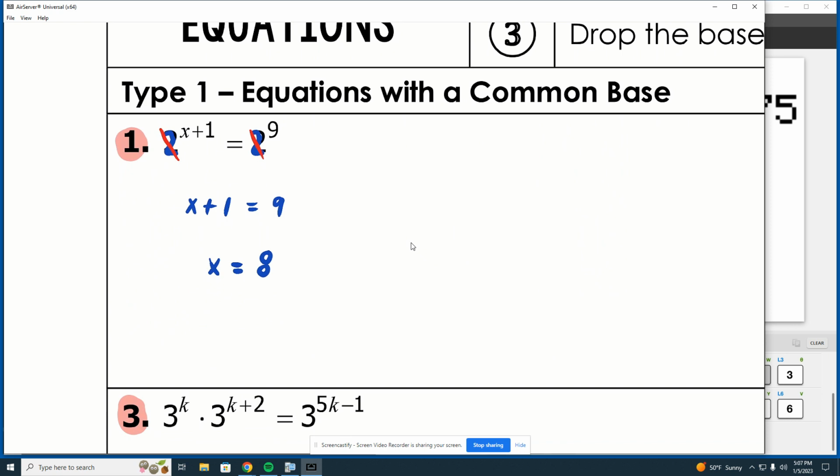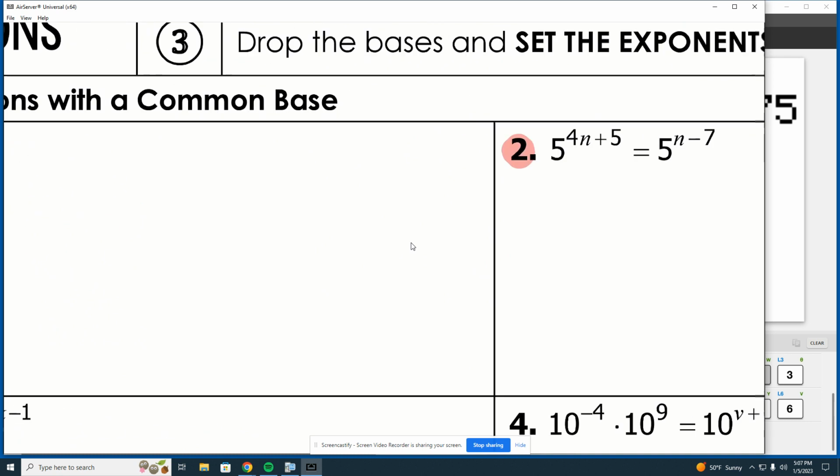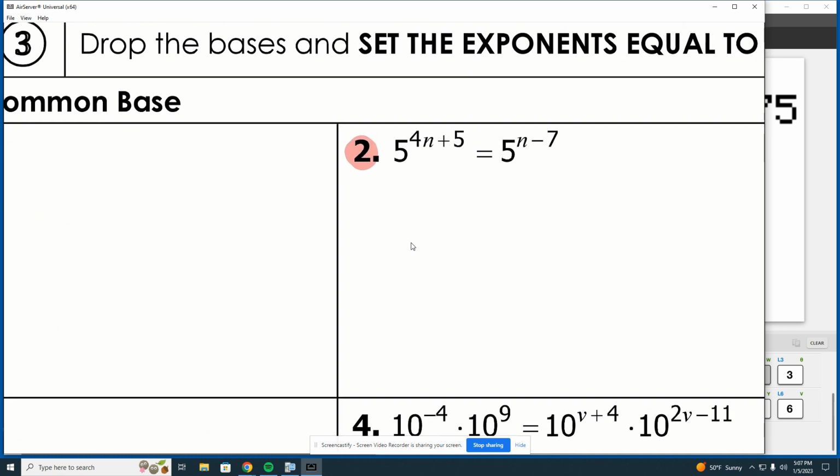Now, I know you're looking at that problem and you're like, there's no way it can be that easy. It is, okay? If there's nothing to simplify and the bases are already the same, it really is that easy, okay? Look over here at number 2. You see the same thing. There's nothing to simplify. The bases are literally both the same. So we're going to drop off the bases and we'll take those exponents, 4n plus 5 and n minus 7, and we'll set those equal to each other and we'll solve.